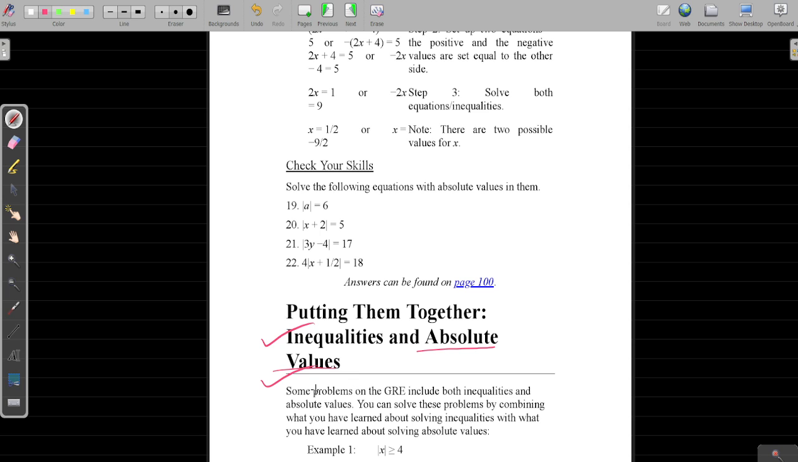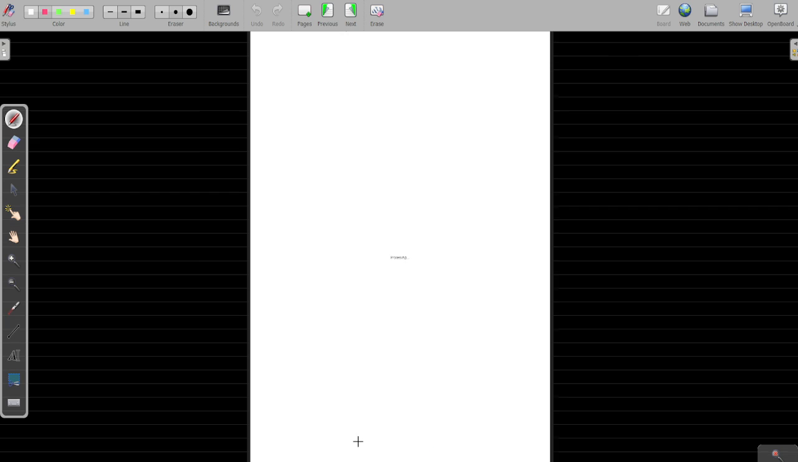The answer is here. Some problems on the GRE include both inequalities and absolute values. That means in GRE questions, you will find some questions where inequalities and absolute value are combined. You can solve these problems by combining what you have learned about solving inequalities with what you have learned about solving absolute value. That means you know how to solve the inequality, you know how to solve the absolute value. By knowing both, you can solve these types of examples. Now I am going to solve this example.